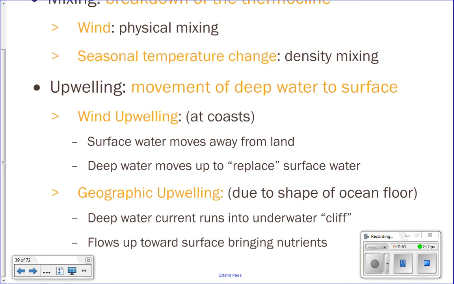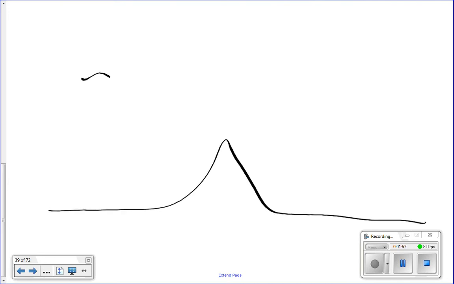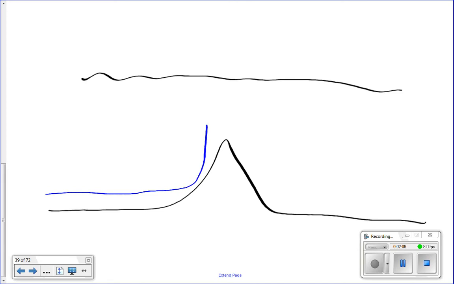Let me draw a picture of that for you. So here's our seafloor, here's our seamount, okay, and then here's the surface of the water. So your deep water current's moving along the bottom, and when it hits the seamount, it gets forced upwards, and so it brings nutrients up, breaking through this thermocline that way. All right? Okay, so it's called geographic upwelling.